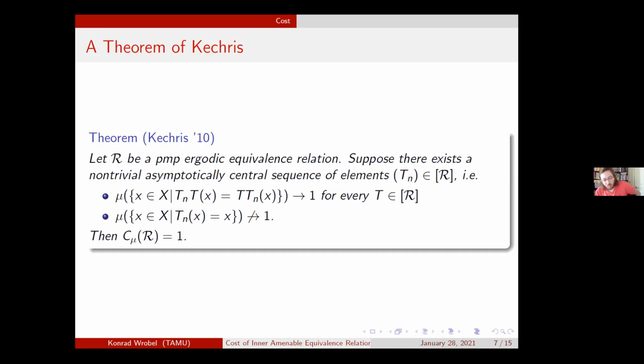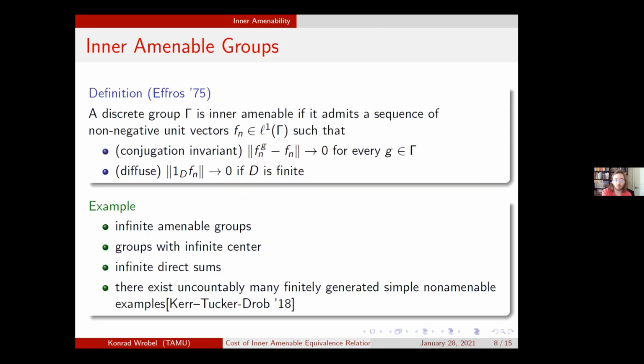So I'm going to talk about inner amenability now. Inner amenability was originally introduced by Effros, in relation to property gamma and von Neumann algebras. Property gamma is not going to show up in the talk, so I'm only going to talk about it in this context of groups. A group is called inner amenable if it admits a sequence of non-negative unit vectors in L1 of the group that are both conjugation invariant and diffuse.